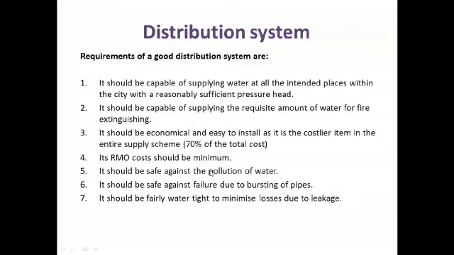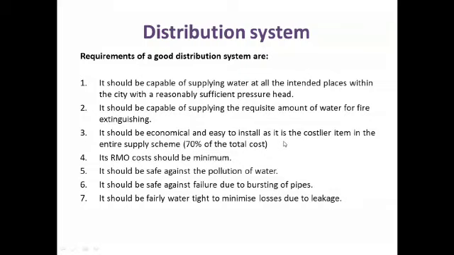And it should be economical as well and easy to install, as it is the costliest item in the entire supply scheme. So how much costlier? It is almost 70% of the total cost of any water supply project. So this is the costliest one, so it should be economically designed. And its RMO cost should be minimum. RMO in the sense running, maintenance and operation costs should be minimum. In such a way it has to be installed.